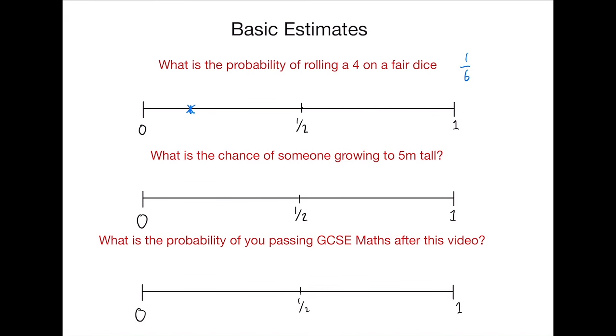What is the chance of someone growing to 5 meters tall? 0. For those of you that don't know, the average height for a human is anything between 1.5 and say 2 meters tall. So 5 meters is impossible. What is the probability of you passing GCSE Maths after this video? That is going to be a guaranteed 1 because you will not fail.